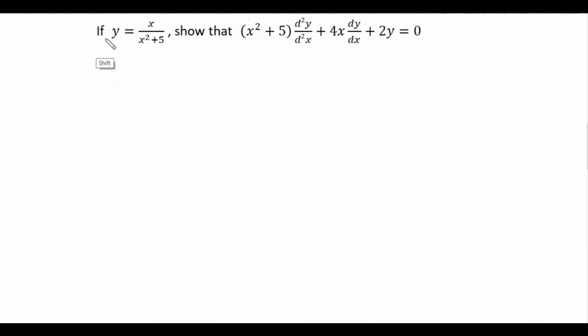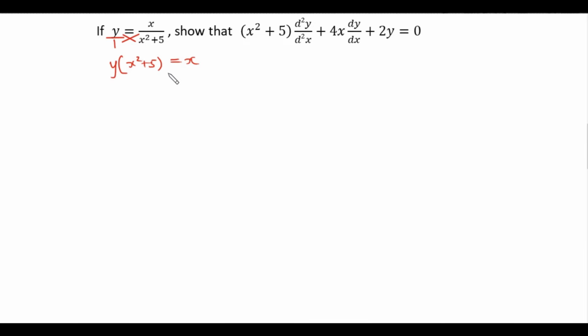This is upon 1. Upon 1. And then you cross multiply. This multiply, y multiplied by this, and then 1 multiplied by this. You cross multiply. So this becomes y bracket x squared plus 5, and then 1 times x is x. Cross multiply. Don't forget your rules of implicit differentiation.